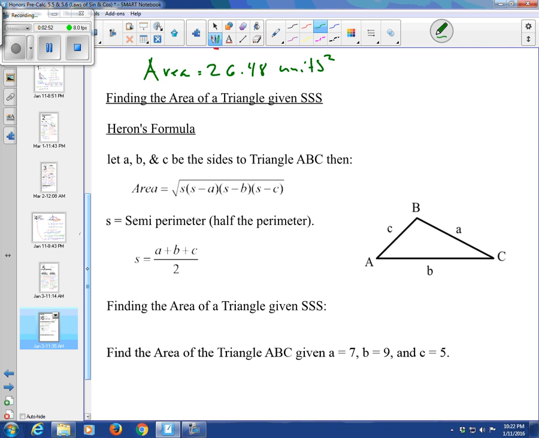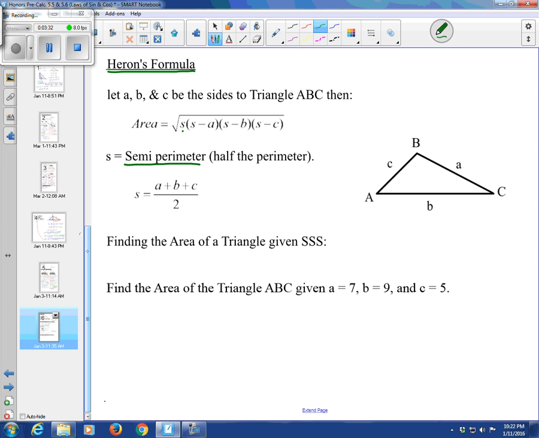Okay, so side, side, side. With side, side, side, we can determine area using what we call Heron's formula. Heron's formula says that we can evaluate the area of a triangle, any triangle, as the square root of S times S minus each of the sides. Now, S is what we call the semi-perimeter. It's half the perimeter. So we get S by adding the sides together and dividing by 2.